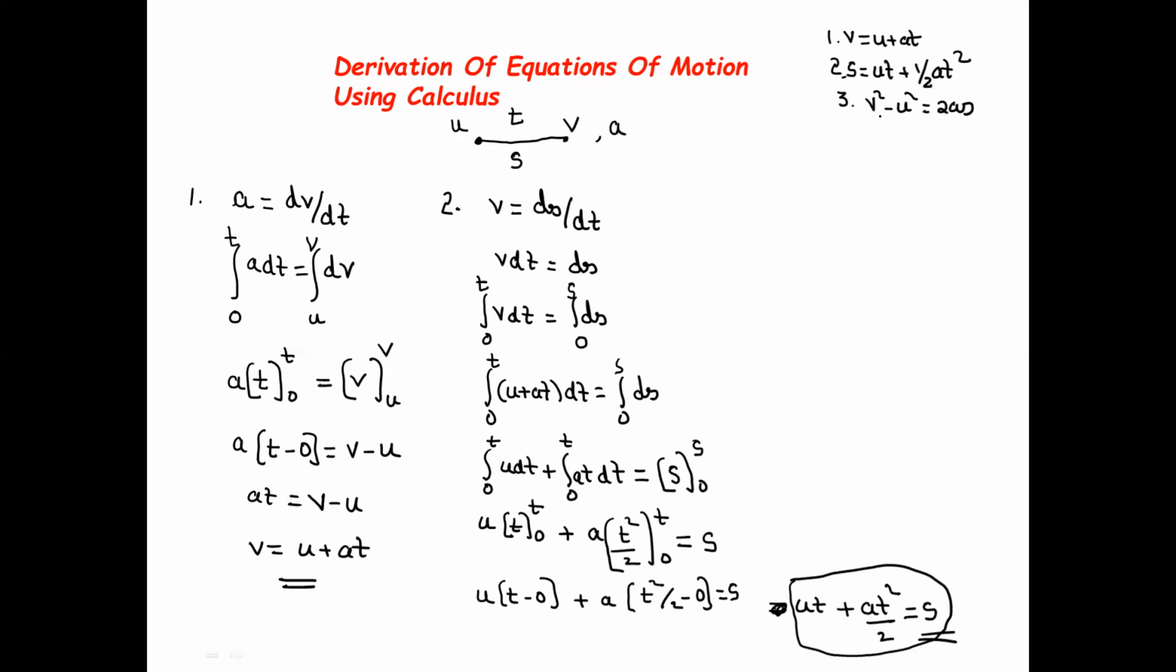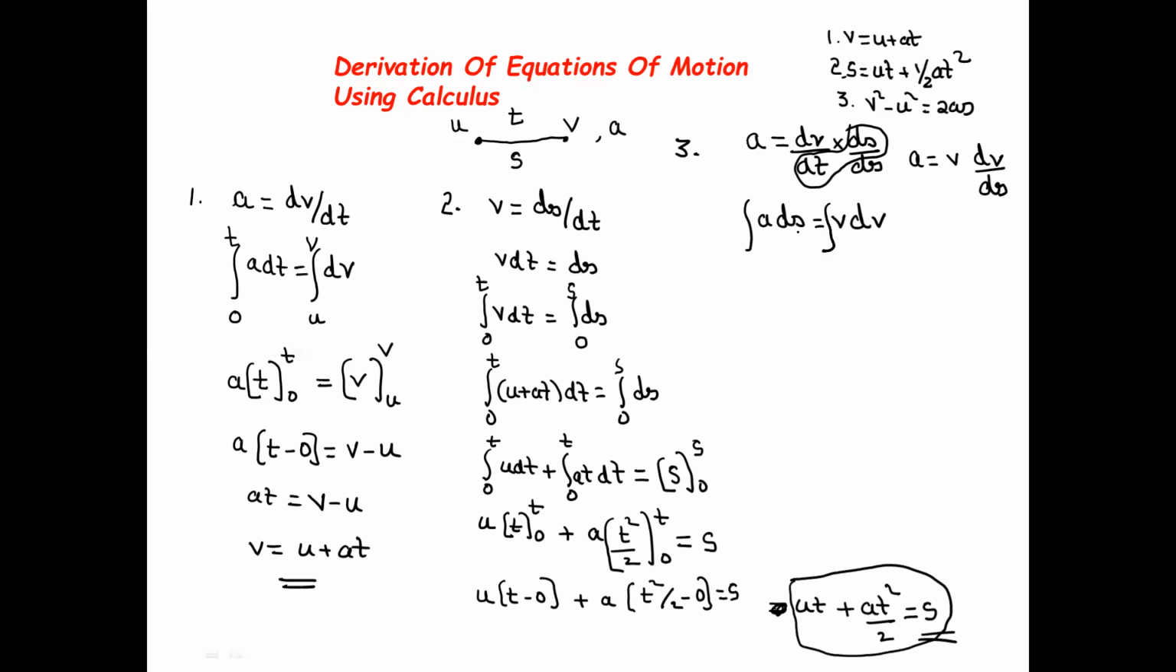Now come to the third one. What is acceleration? Again, acceleration is equal to dv by dt. So I am multiplying numerator and denominator by ds, that is ds in numerator and ds in denominator. What is ds by dt? ds by dt is velocity. So I can write acceleration equal to ds by dt, which is velocity, into dv by ds. Just cross multiply. So a ds will be equal to what? v dv.